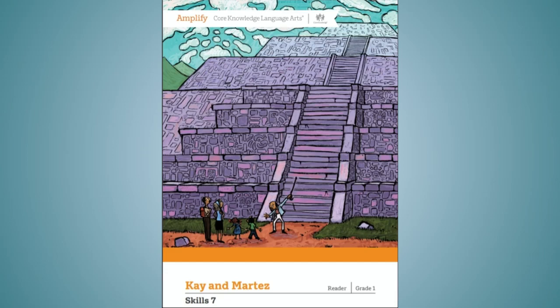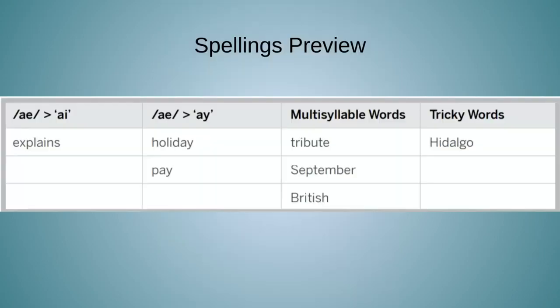Okay, now it's time for our story from Kay and Martez. And here are our spellings that we're going to preview before we read our story. We have the a sound written as ai, explain. We have the a sound written as ay, holiday, pay.